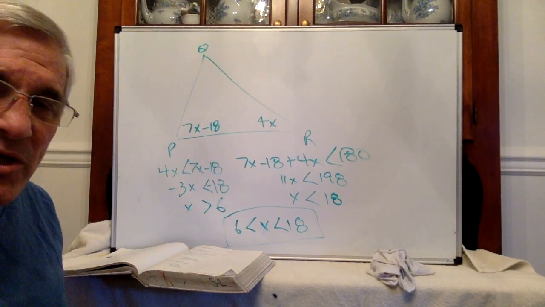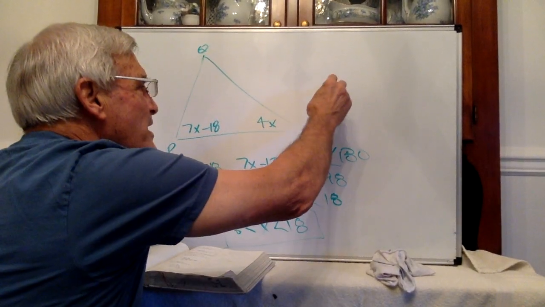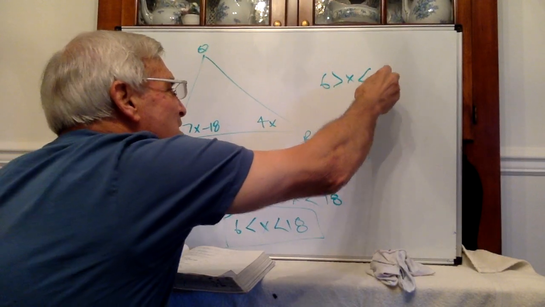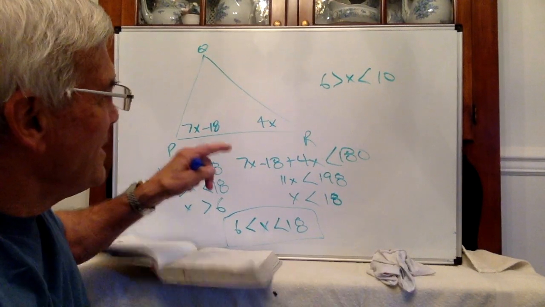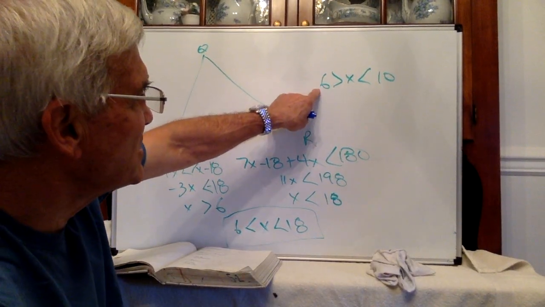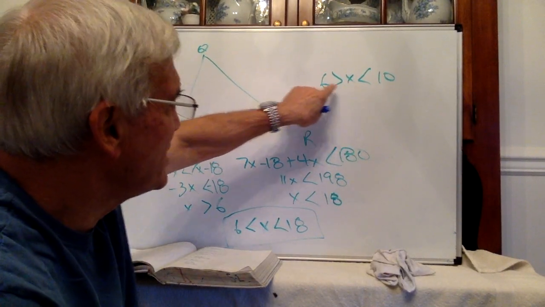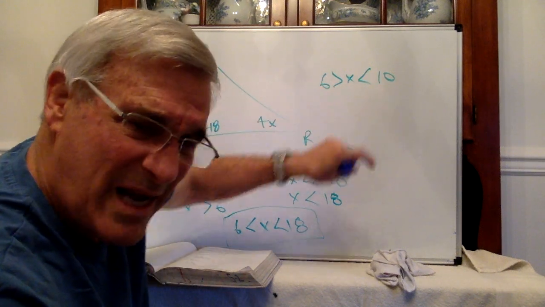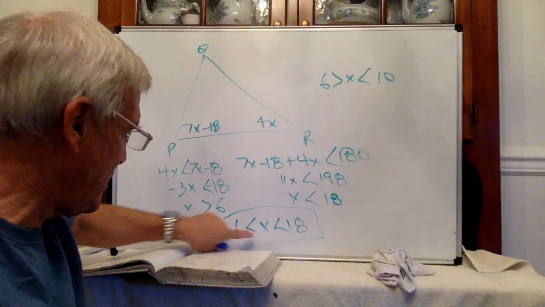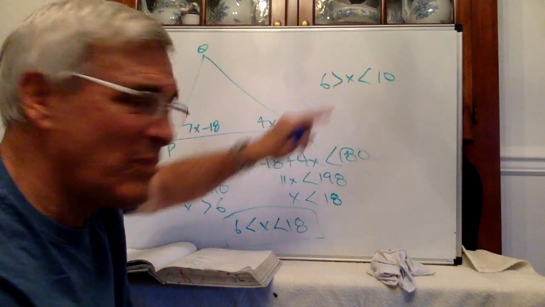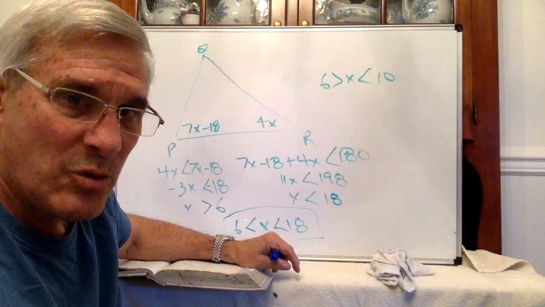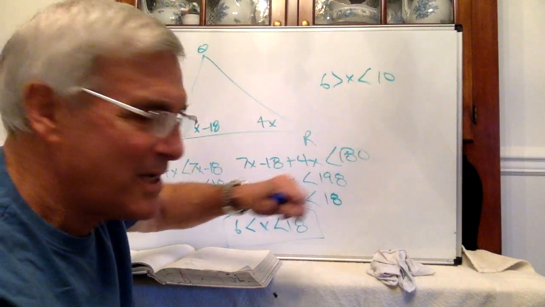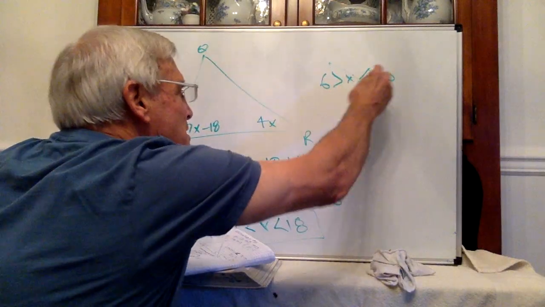Something you cannot do, and it's a common mistake, is write a string inequality like this: 6 is greater than x, which is less than 10. Because the implication here is 6 is not only greater than x, but at the same time it's less than 10, but it can't be greater than and less than 10. In order to have a string inequality such as this, your order symbols all have to be facing in the same direction. Here I've got a greater than and a less than in the same string. Can't do that. That won't work.